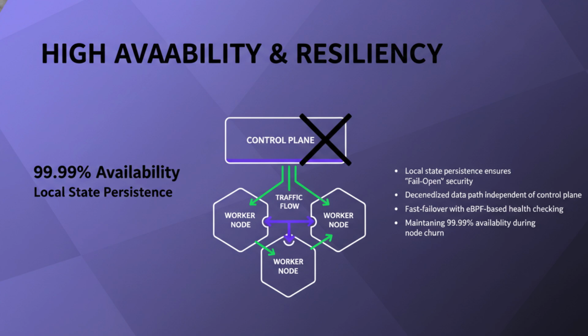Furthermore, Cilium's health checking mechanism constantly monitors the data path. If a node or a path becomes degraded, the eBPF-based load balancer can instantly reroute traffic to healthy endpoints, minimizing the impact on global user traffic and maintaining 99.99% availability.